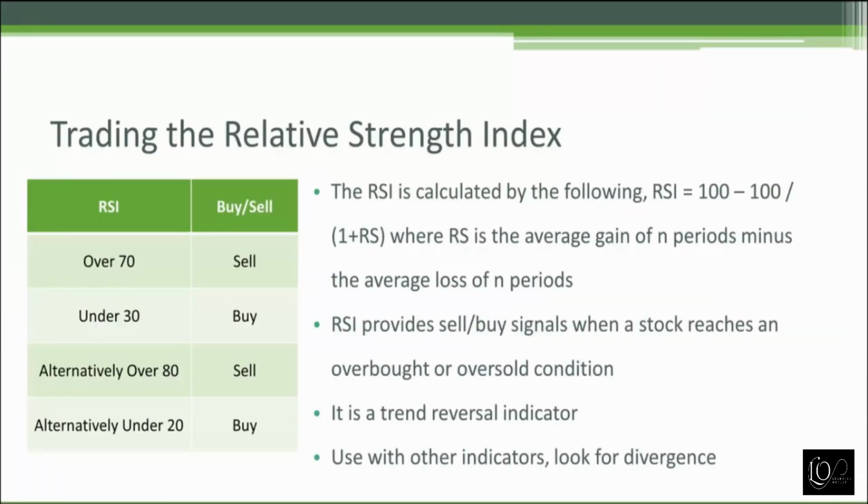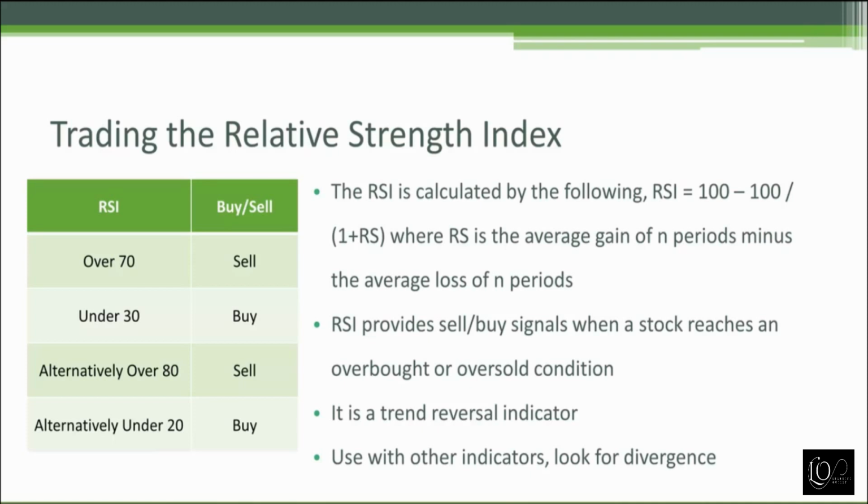The RSI is calculated in the following manner. RSI equals 100 minus 100 divided by 1 plus RS. And RS is the average gain in N periods. So if we're talking about days, then RS is the average gain in N days divided by the average loss in that same number of days. Usually the RSI is calculated on a 14-day period. You can change this time frame, but that is the standard N that we're talking about.